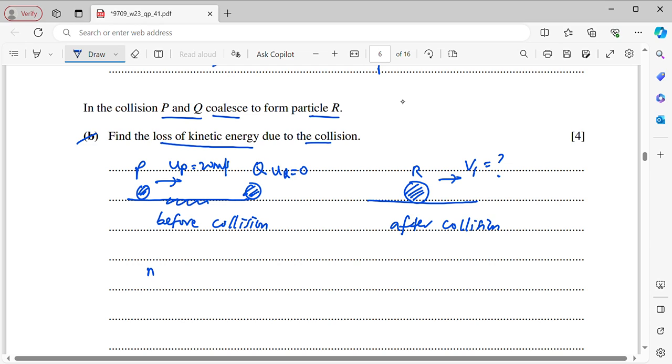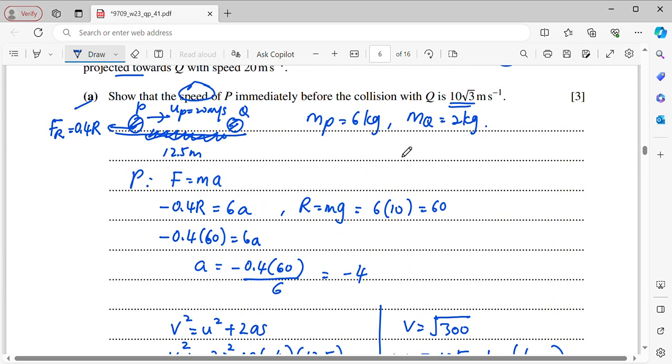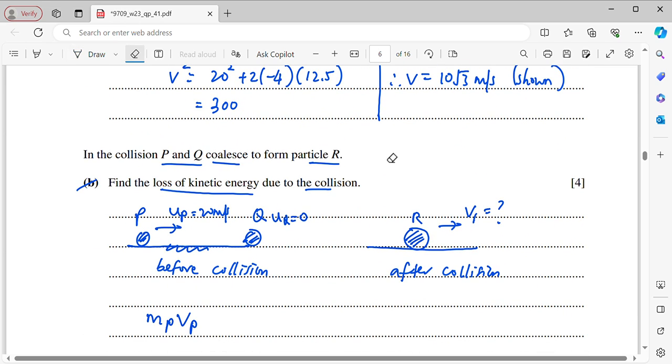So now, using the linear momentum principle, here you have to be careful. This one is the speed of P immediately before the collision. That means now I cannot refer to the UP anymore. This one I should use VP. VP is 10 square root 3. Alright, so here it is going to be MP VP plus MQ UQ equals MR V1.